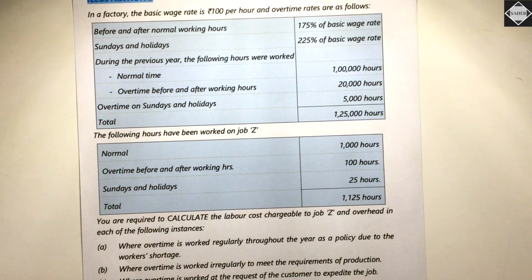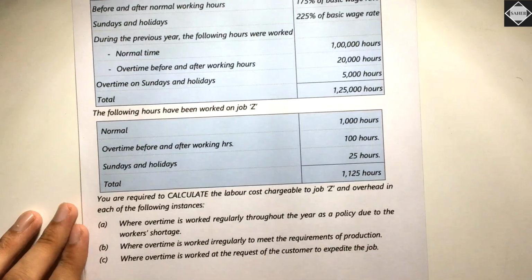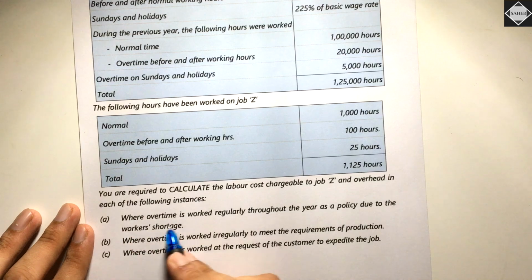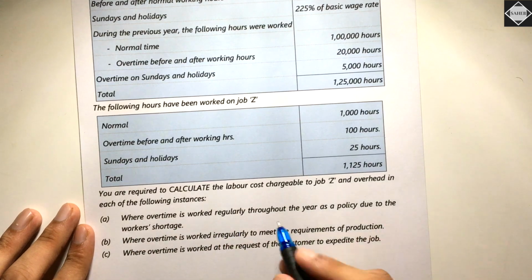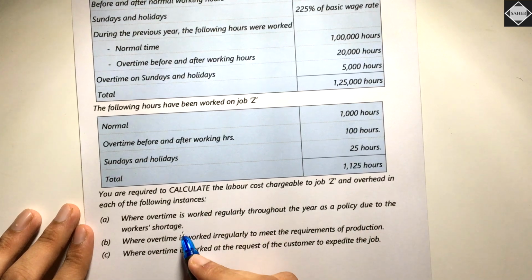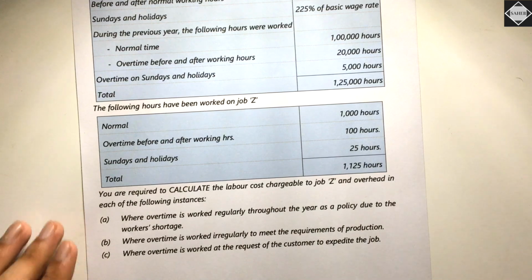We have to calculate the labor cost chargeable to job Z and overheads. Fine. There are three cases which they have given us. The first case is where overtime is worked regularly throughout the year as a policy due to the workers shortage. Okay, that's the first case. Now I have explained this to you in the conceptual video of overtime.